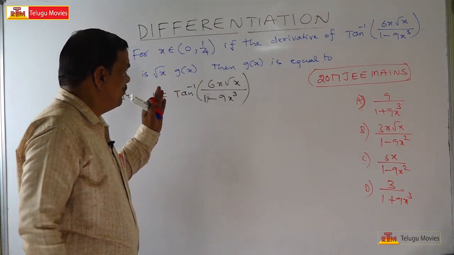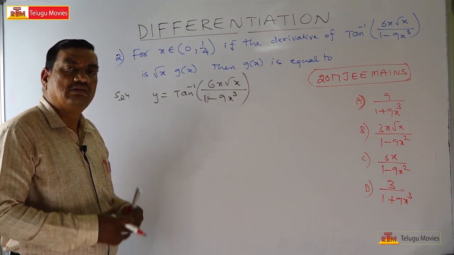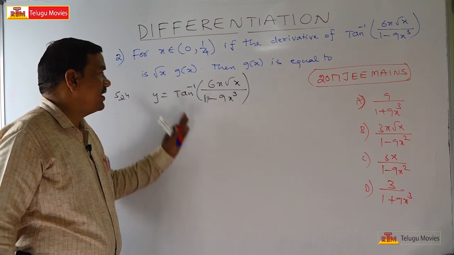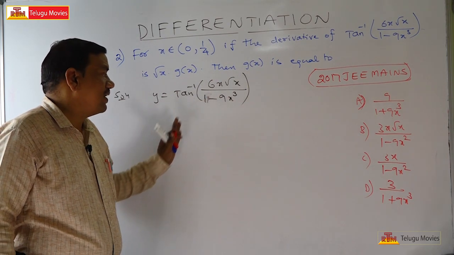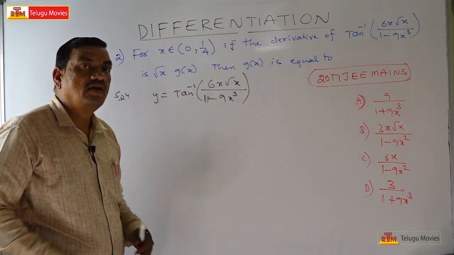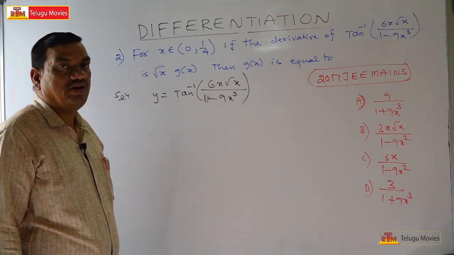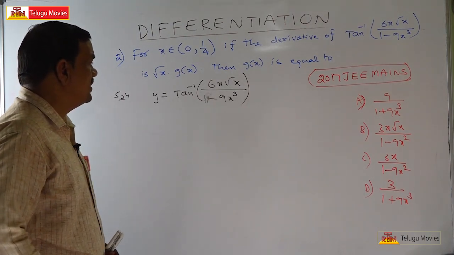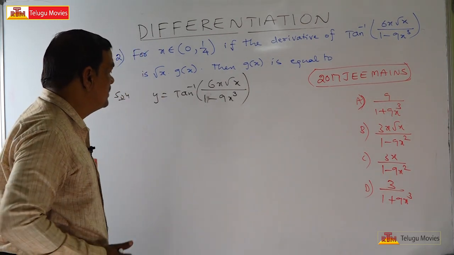Okay. If you straight away find the derivative of this function as it is, the problem will be very, very difficult. Why? Because what is the derivative of tan inverse of x? 1 by 1 plus this whole x square, into, again you have to do the u by v formula. So, very, very difficult. So, before finding the derivative, let us simplify this function.